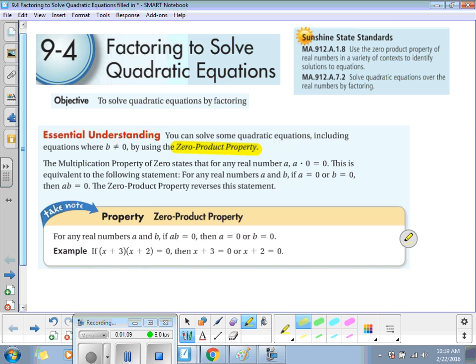Here's an example. We have the quantity x plus 3 times the quantity x plus 2. If we multiply this together and set it equal to 0, then that means x plus 3 has to be equal to 0, or x plus 2 has to be equal to 0. Is everybody clear with that?